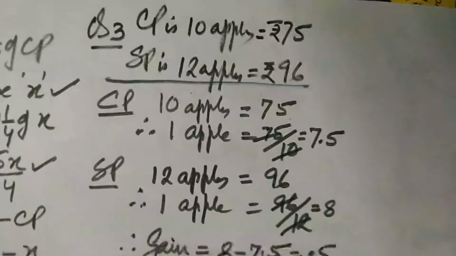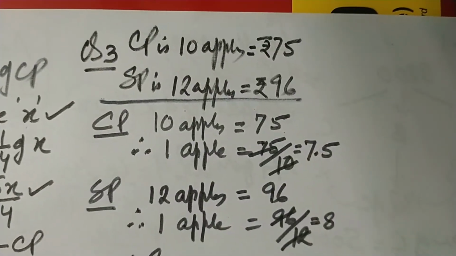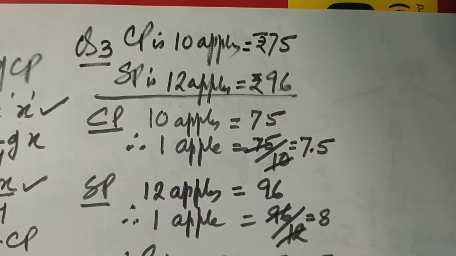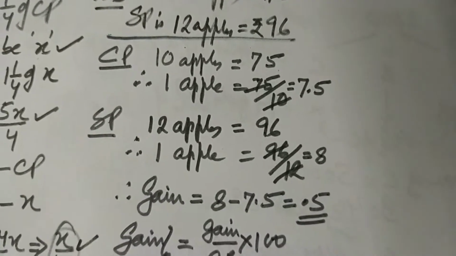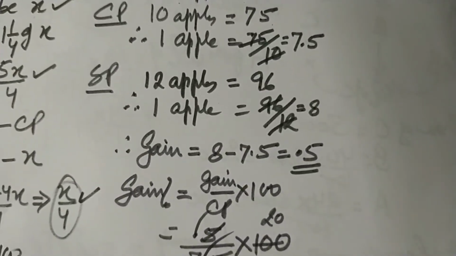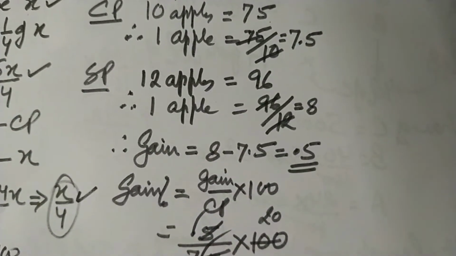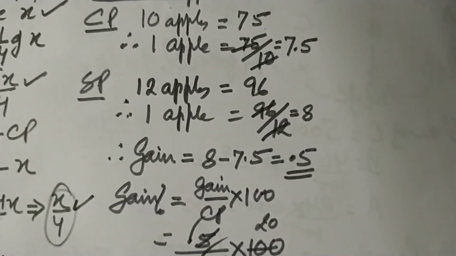See, first you will find what is the CP of one apple. So 10 apples cost price is given. Then you will find one apple cost price, then selling price of one apple. Then you will find the gain. Gain is equal to selling price minus cost price. So 8 minus 7.5, which becomes 0.5.